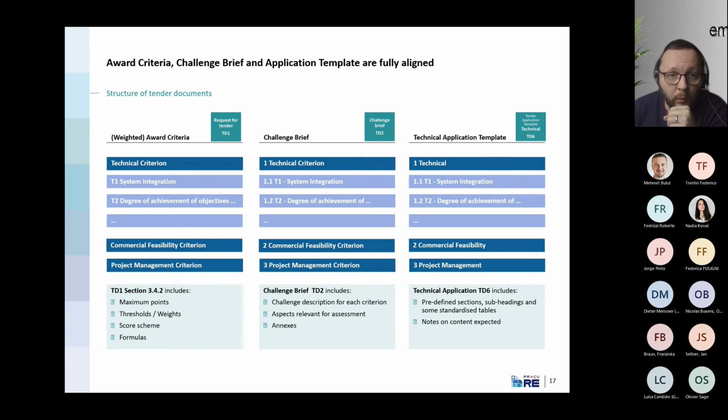So when you write the template, you will know that you respond to this part of the challenge brief, and the impact of it will have the weight assigned in the award criteria. It is all aligned, and this gives you as much structure as possible to verify that what we are looking for is what you are also writing. I will briefly show you the file.